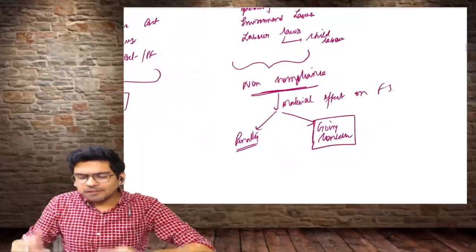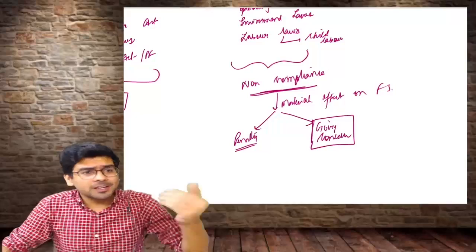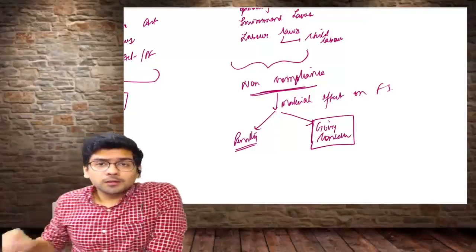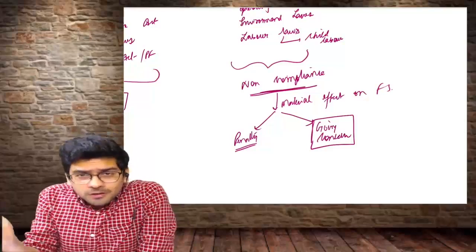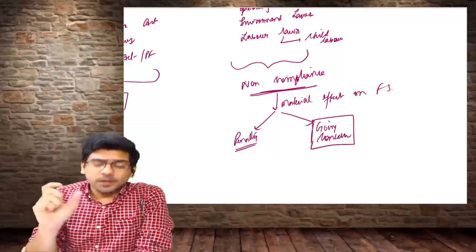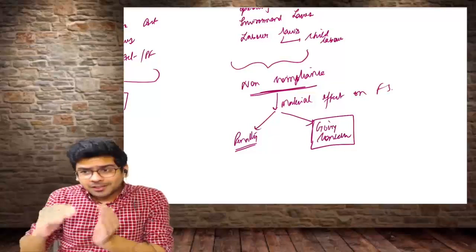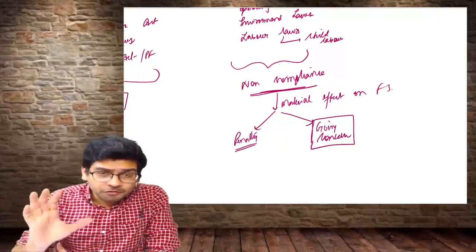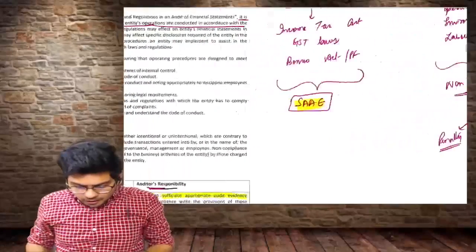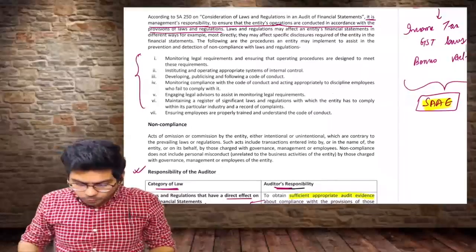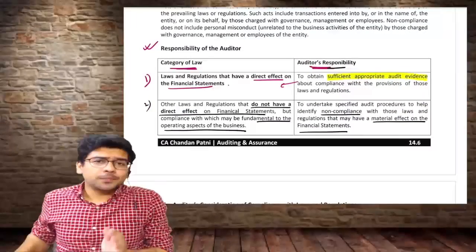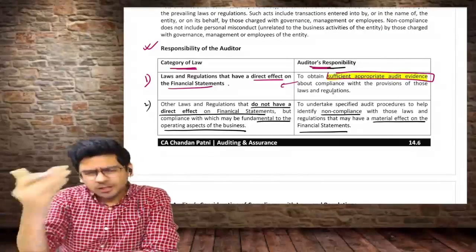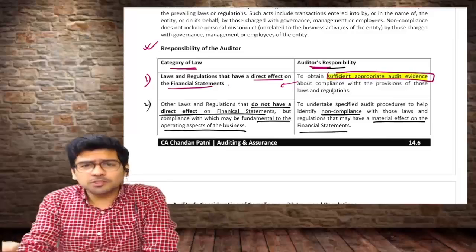And just for the sake of example, I have given you what can be the material effect on the financial statement. It can be in the form of penalty, or it can be, let's say, the closure of the entire business also, because now let's say their license to operate has been cancelled. So again, whether a non-compliance is causing material effect on the financial statements or not, again it is a matter of professional judgment. Okay, so let me read the point again so that you understand the responsibilities of the auditors in both the scenarios. Okay, I hope for the laws which have got direct effect, you need to obtain sufficient and appropriate audit evidence, like you have been doing in all the other chapters, and after you apply procedures you obtain evidence, right?